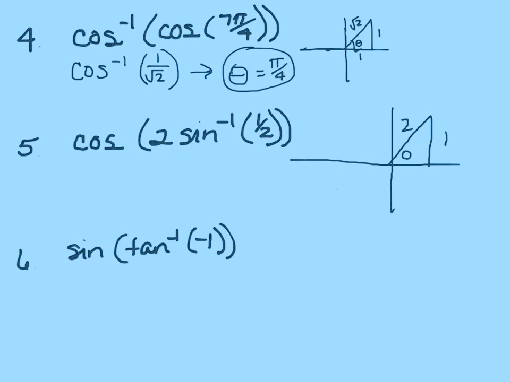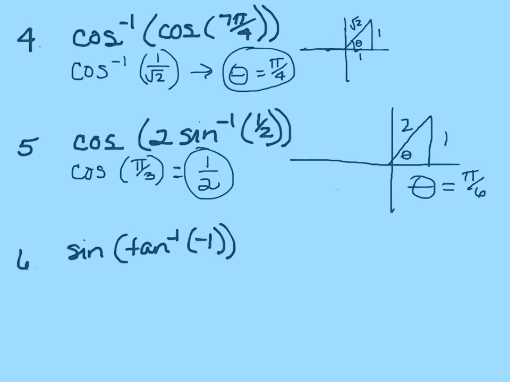Next, the inverse sine of 1/2 is going to be first quadrant. The angle that produced that ratio is pi over 6. And now we have that 2 there. Let's take a look at what happens with that 2. We're just going to double pi over 6, which changes out to pi over 3. And the cosine of pi over 3 is going to equal 1/2 as well.